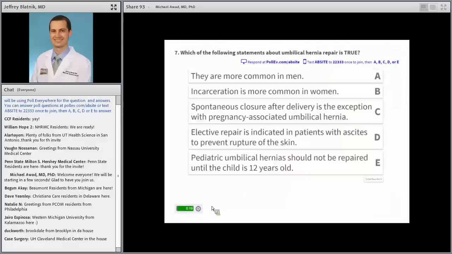Number 7, which of the following statements about umbilical hernia repair is true? A, they're more common in men. B, incarceration is more common in women. C, spontaneous closure after delivery is the exception with pregnancy-associated umbilical hernias. D, elective repair is indicated in patients with ascites to prevent rupture of the skin. Or E, pediatric umbilical hernia should not be repaired until the child is 12 years old.